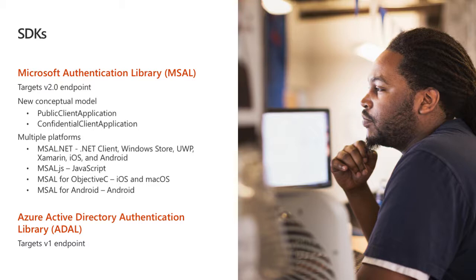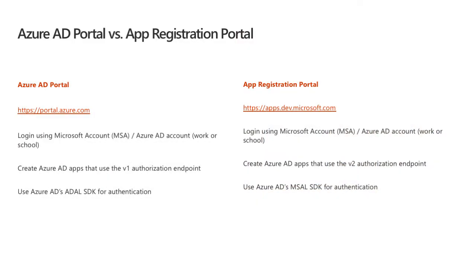So let's talk a little bit about the SDKs, as I mentioned earlier. As there are changes in the protocols between V1 and V2 for Azure AD, it required a change in the SDK. We have a couple different ways that we can register our applications. Azure AD gives us two different UI options for registering apps. The Azure AD portal is used for apps that are leveraging the V1 authentication endpoint, while the app registration portal is used for the V2 application endpoint.